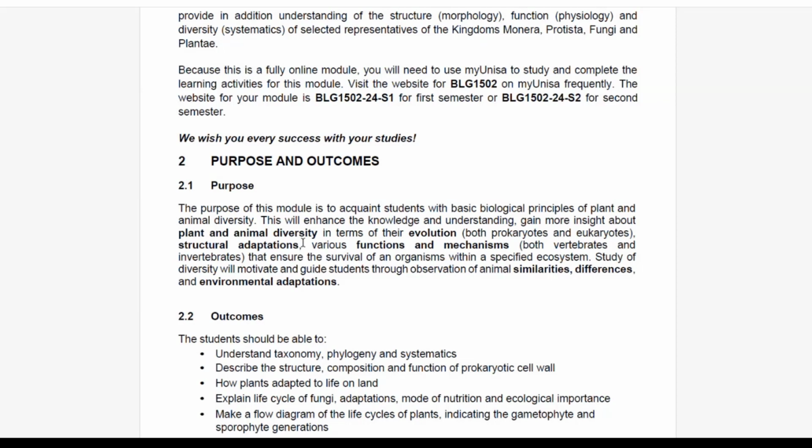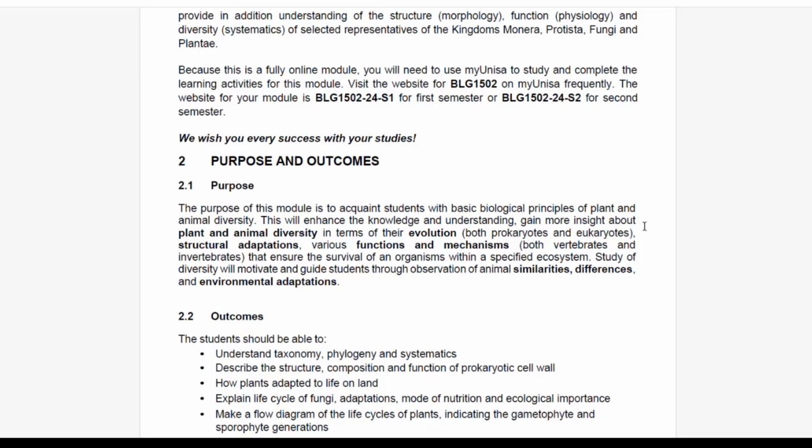So if you look at the purpose, you can be guaranteed that most of the things you will see in the outcomes, some of the questions you might have already seen in your assignments, if you have already had access to this document, where they say the purpose of this module is to acquaint students with basic biological principles of plant and animal diversity, where it will enhance the knowledge and understanding, gaining more insight about the plant and animal diversity in terms of their evolution.